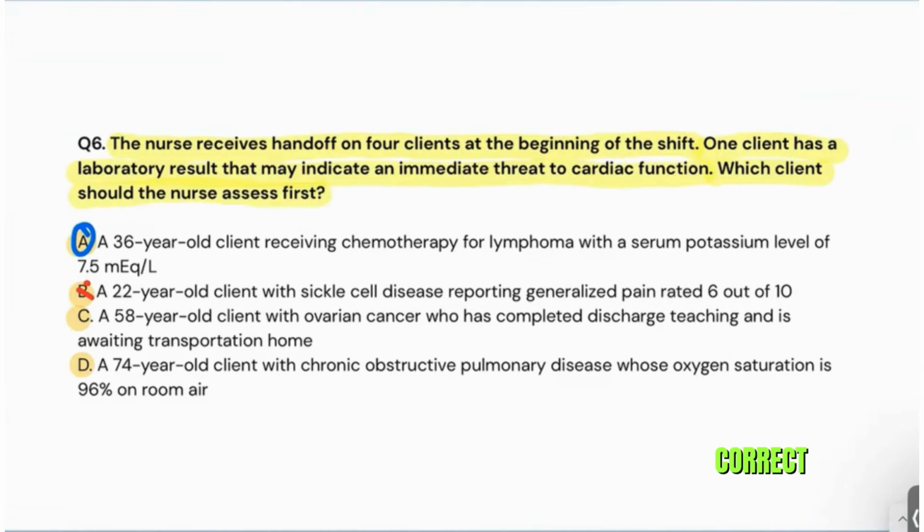Letter B is not correct because pain requires treatment but is not immediately life-threatening. Letter C is also incorrect because the client is stable and waiting for discharge. And letter D is also incorrect because oxygen saturation of 96% is very acceptable in a COPD patient. Let's go to the next question.